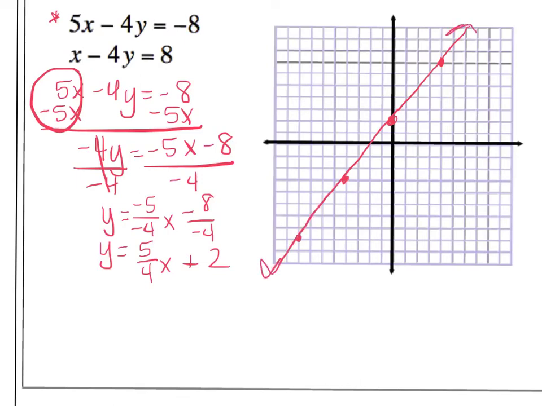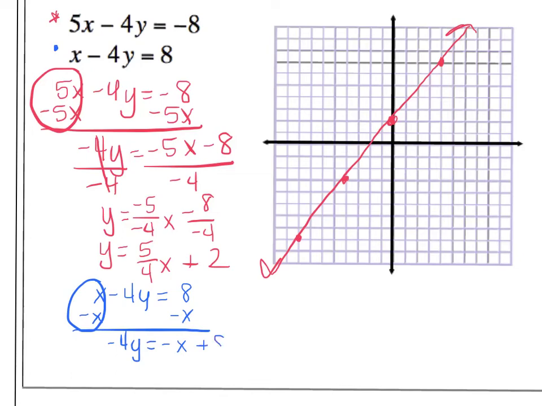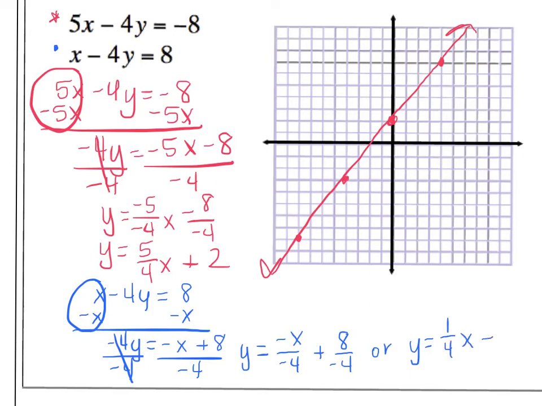So then I'll go to the next one. Do that one in a different color. So we've got x minus 4y equaling 8. We'll subtract x from both sides. So you have negative 4y equals negative x plus 8. Divide by negative 4 on both sides. So y is going to equal negative x over negative 4 plus 8 over negative 4, or y equals, you could look at it as 1/4 x minus 2.